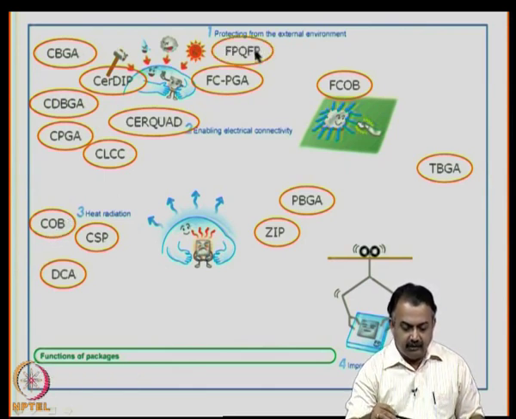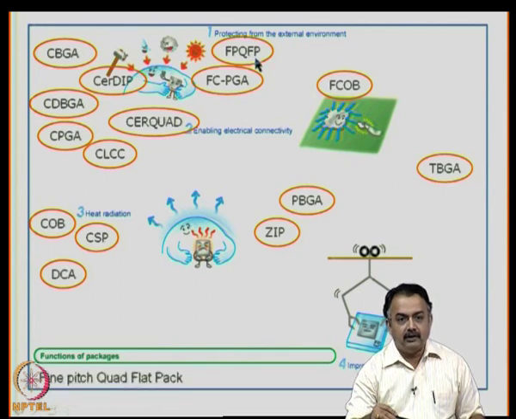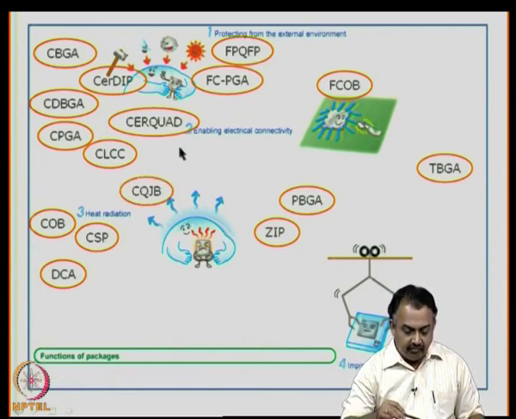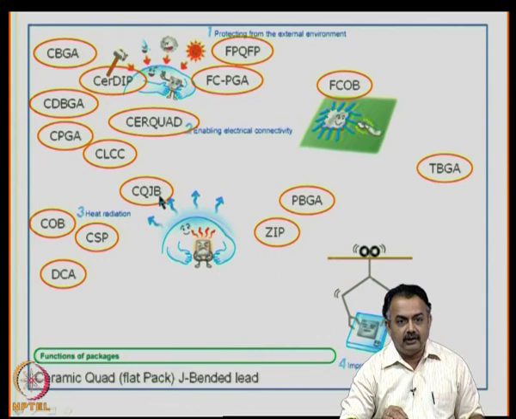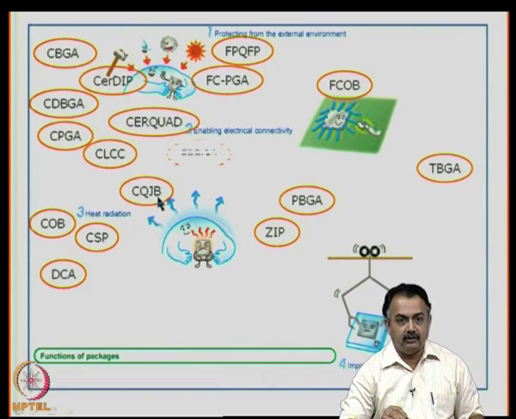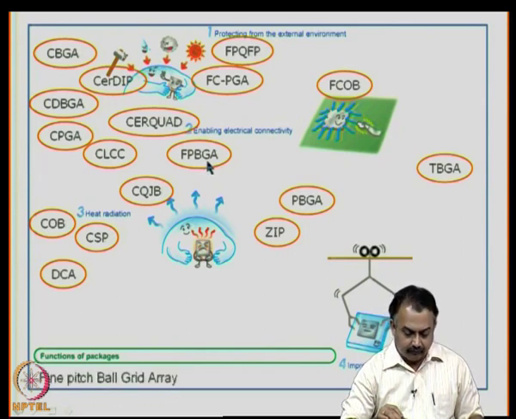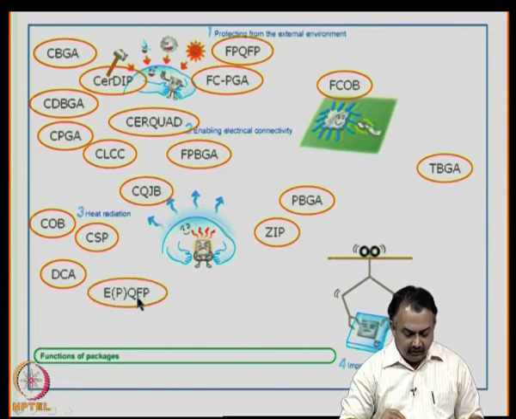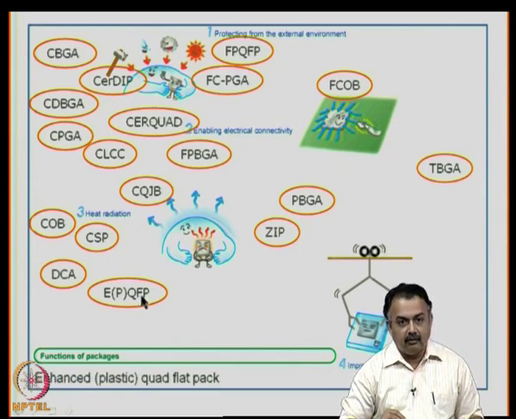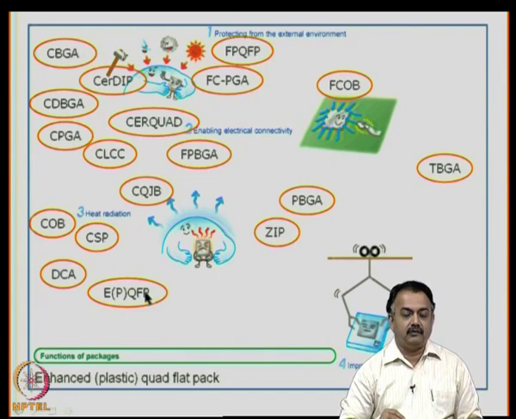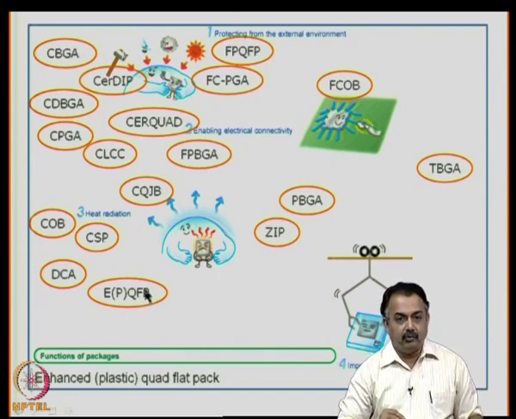The next one is FPQFP. This means fine pitch quad flat pack. The next acronym that you should know is CQJB, which is ceramic quad flat pack with J bend leads that come out from the package. You have now FPBGA, which is fine pitch ball grid array. Then you have EQFP or EPQFP, which is known as enhanced plastic quad flat pack. The term enhanced is used for using better materials to remove heat from the QFP.